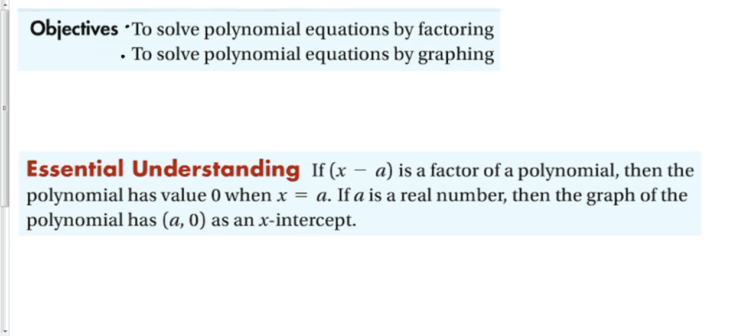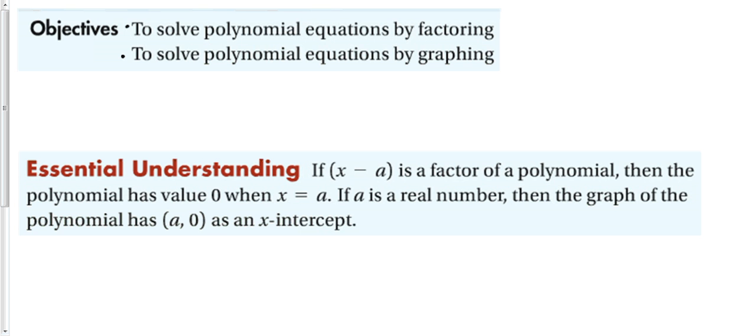Our essential understanding is that if x minus a is a factor of a polynomial, then the polynomial has a value of 0 when x is equal to a. If a is a real number, then the graph of the polynomial has (a, 0) as an x-intercept. A is also a root.